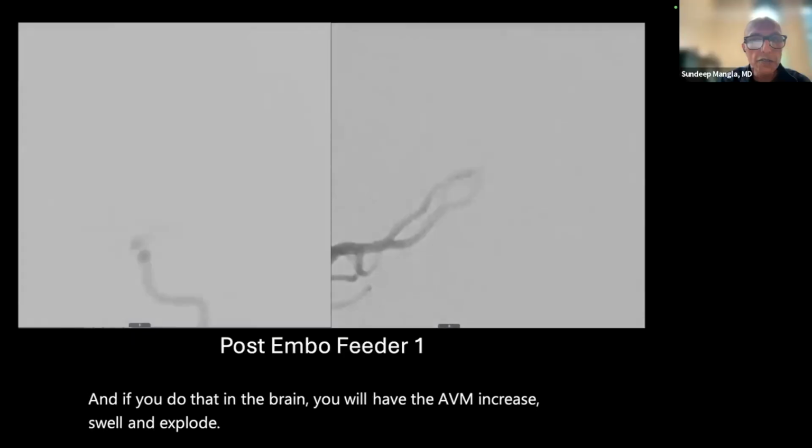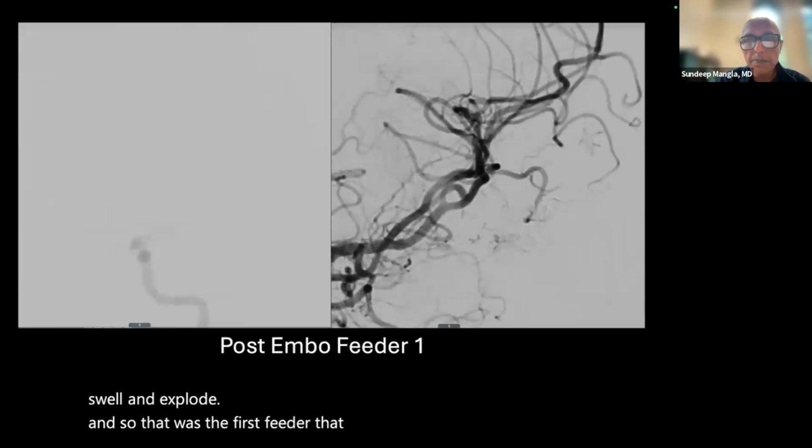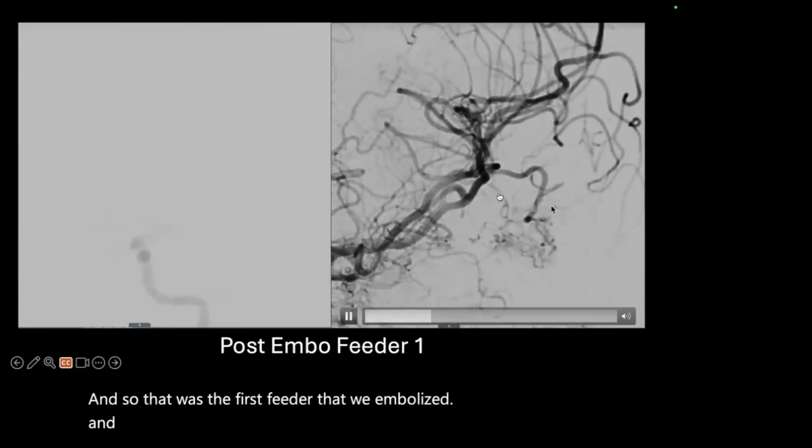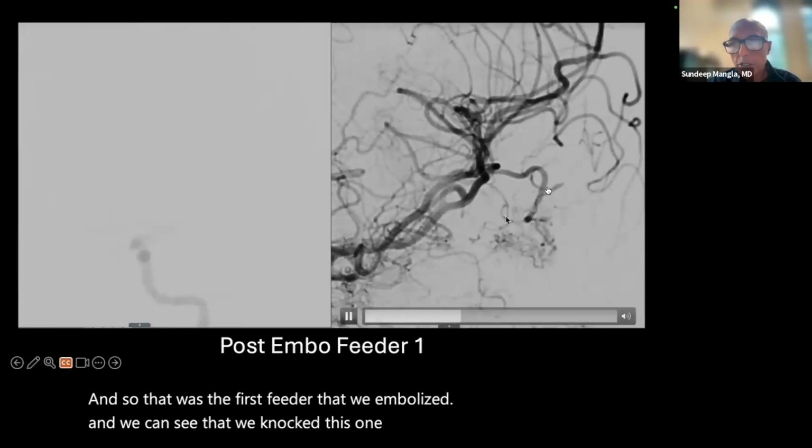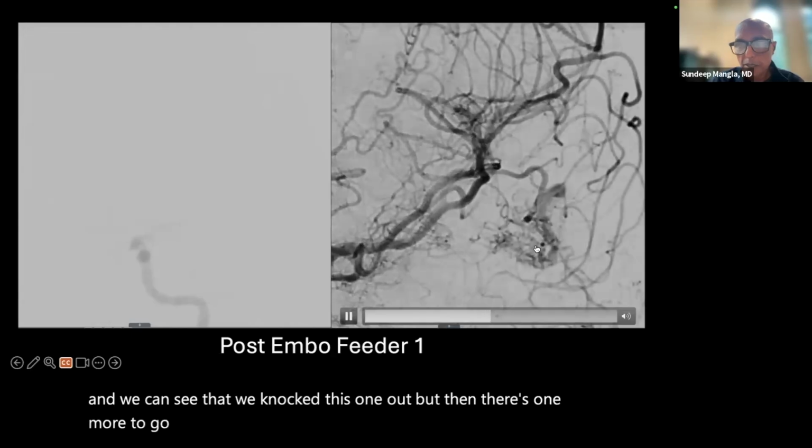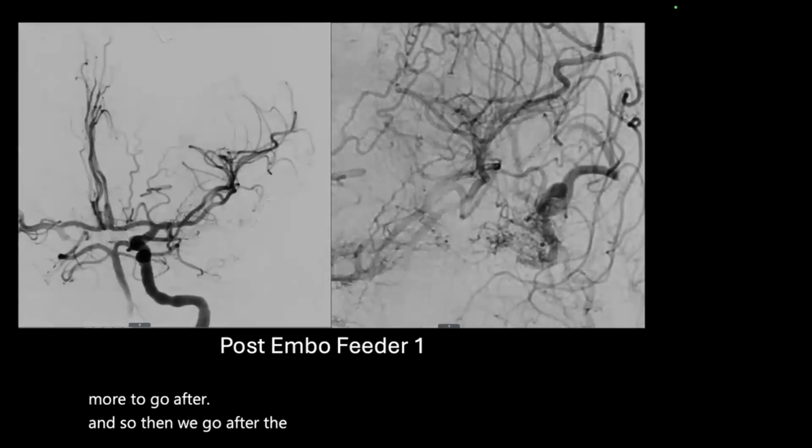And so that was the first feeder. We can see that we knocked this one out, but then there's one more to go after. And so then we go after the next one.